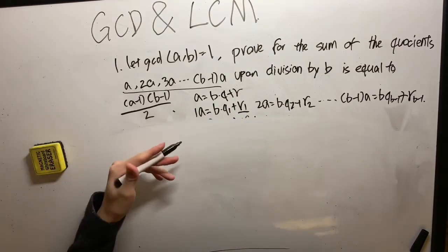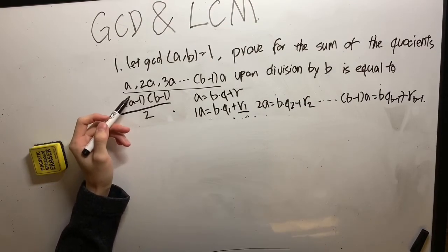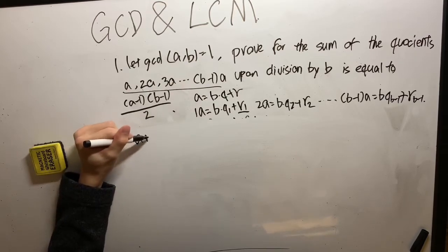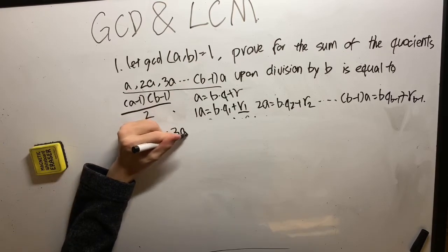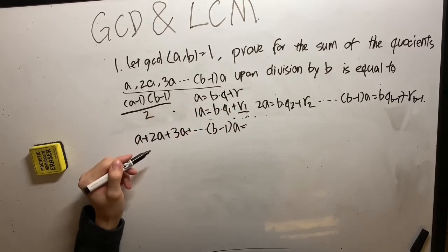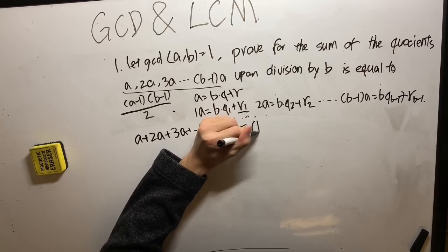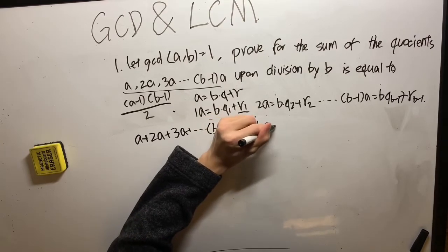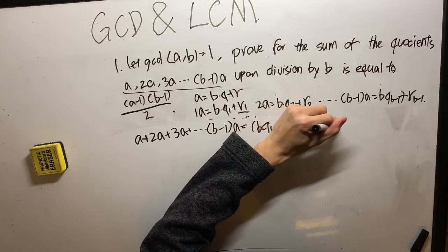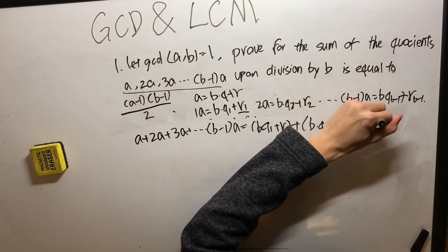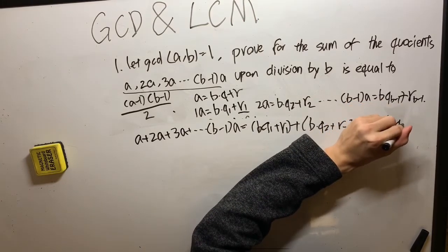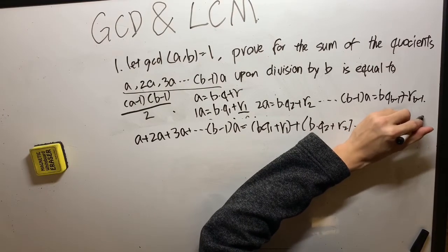So now let's expand. Let's add these numbers together and expand it. So a plus 2a plus 3a plus ... plus (b minus 1)a equals (b times q1 plus r1) plus (b times q2 plus r2) until b times q of b minus 1 plus r of b minus 1.